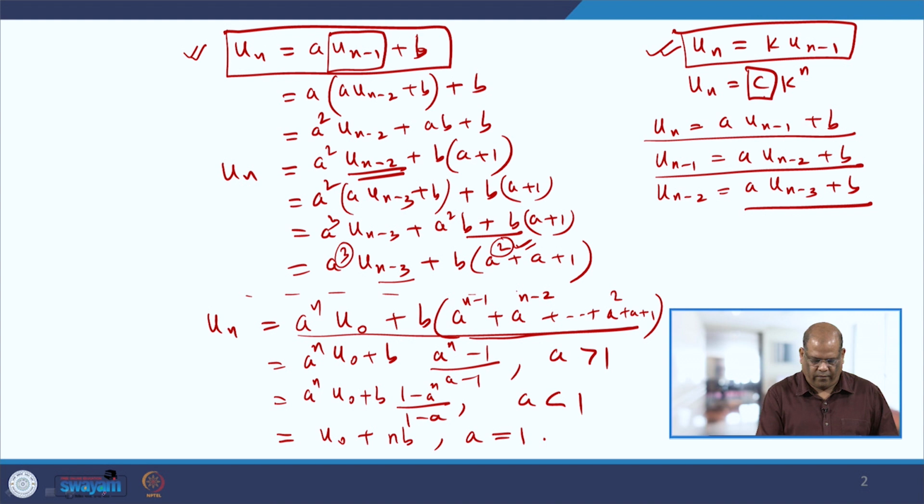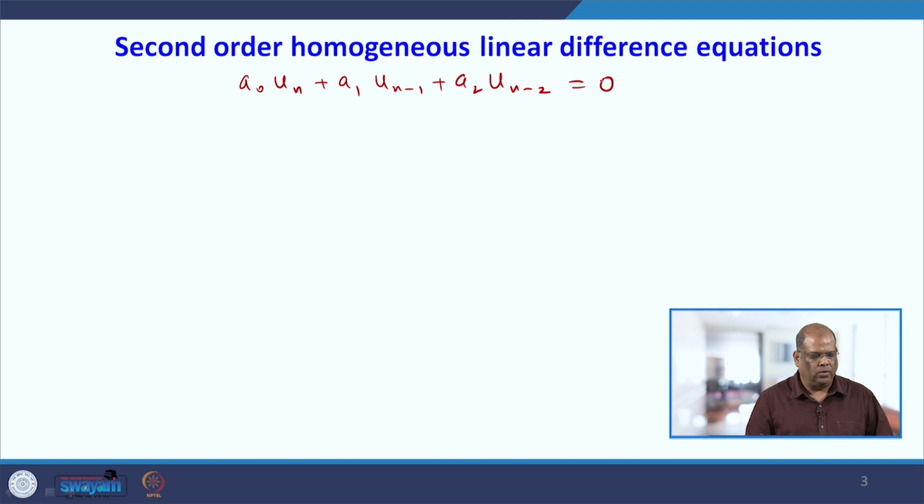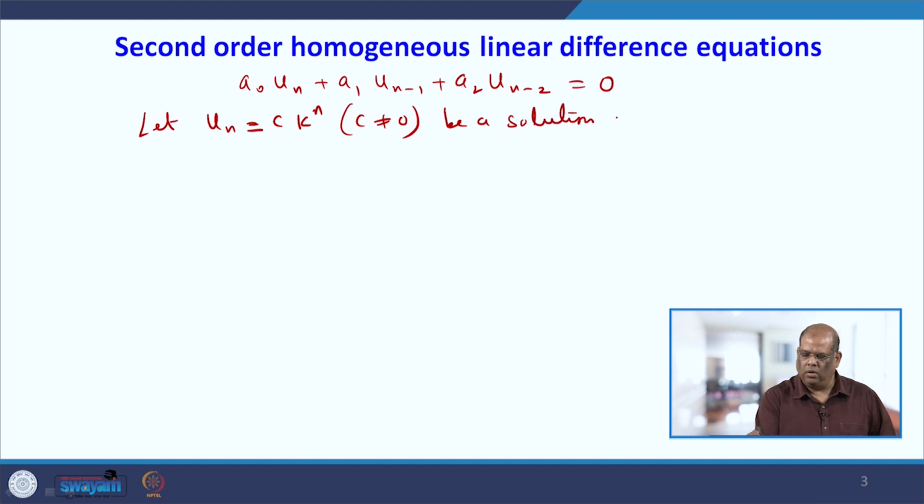The next difference equation that we will be solving is second order homogeneous linear difference equations, which is of the form a0 un plus a1 un minus 1 plus a2 un minus 2 equal to 0. Now, to solve this, we assume that un equal to c k to the power n, where c not equal to 0, is a solution of 1. So, this is your equation 1.